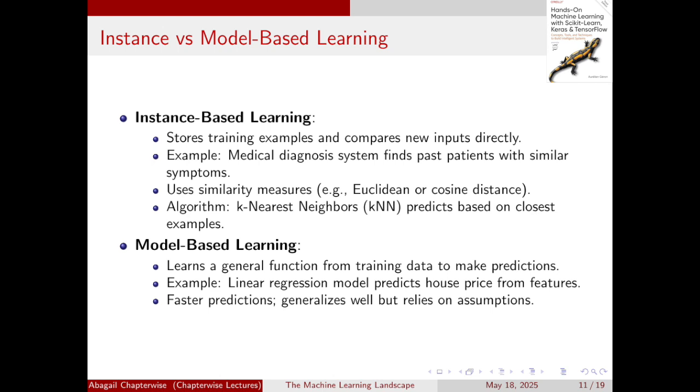This is much faster than searching through past examples, and it allows you to generalize beyond the training data. However, model-based approaches often rely on assumptions. For instance, linear regression assumes a linear relationship between features and the output. If this assumption doesn't match the reality of the data, the model may underperform. In summary, instance-based learning makes predictions by comparing to past examples, while model-based learning builds an abstracted model that captures patterns across the data. Each approach has its strengths and weaknesses depending on the nature of the problem, the size of the data, and the computational constraints.